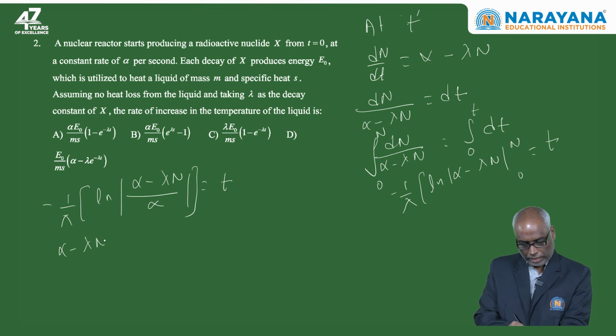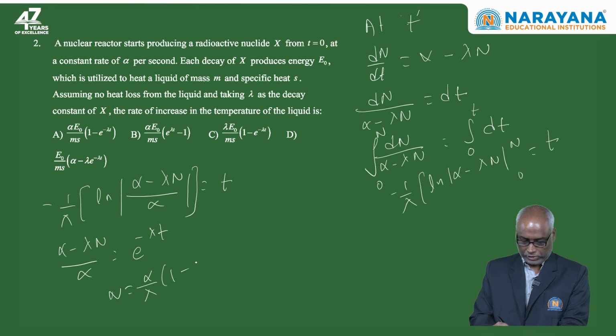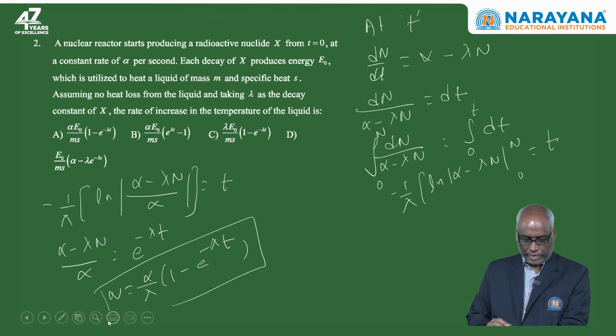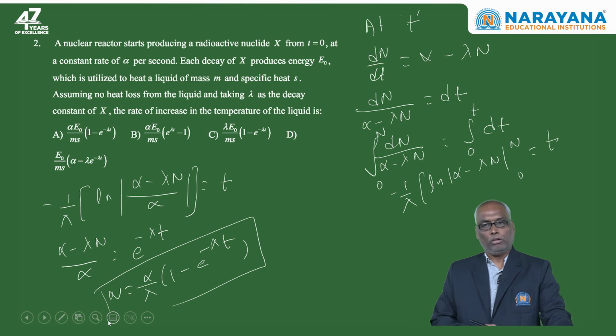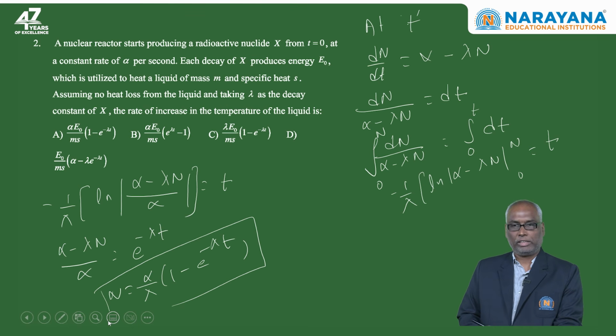So, from this equation, alpha minus lambda N by alpha is equal to e to the power of minus lambda t. From this we get N equals alpha divided by lambda into 1 minus e to the power of minus lambda t. This is the number of nuclei at an instant of time t. Once we have the number of nuclei, we can find its activity, that is the number of nuclei undergoing disintegration per unit time.